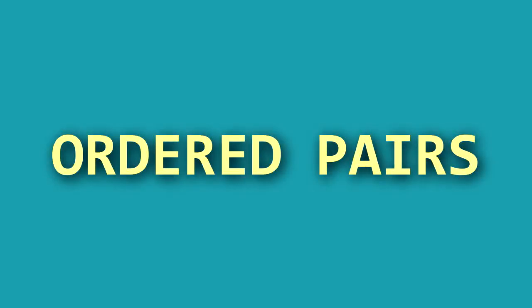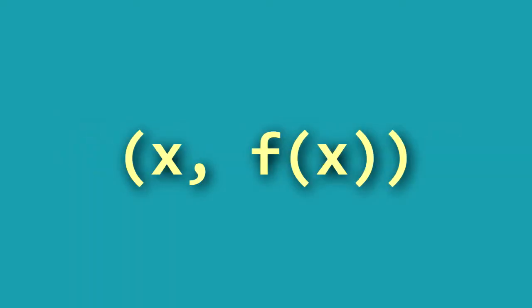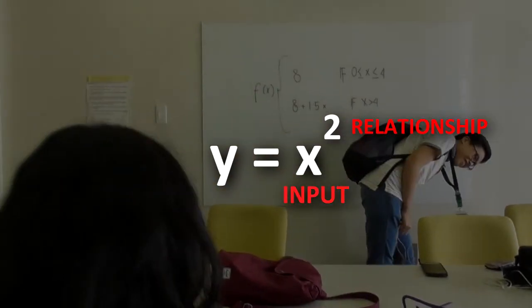A function can be defined as a set of ordered pairs, where x is the input and f of x is the output written inside the parentheses. Sometimes there is no function name, like this example, but the three main parts are still visible.